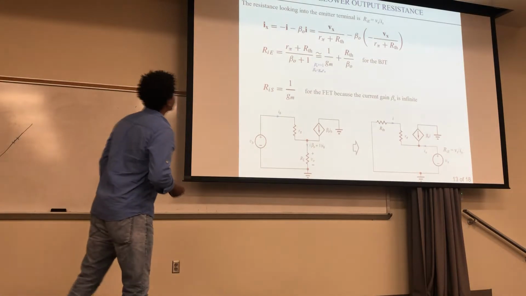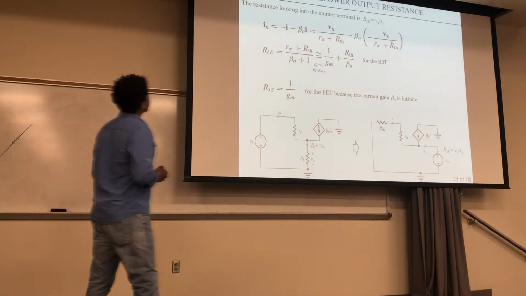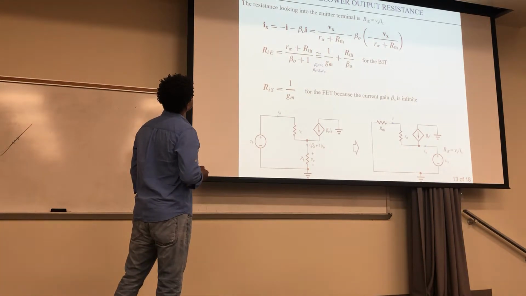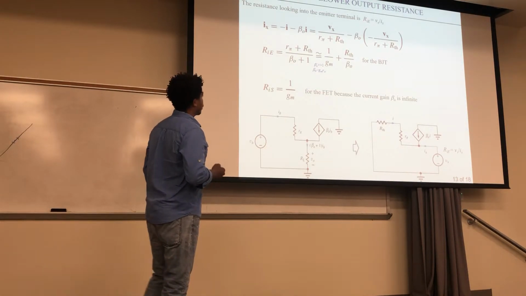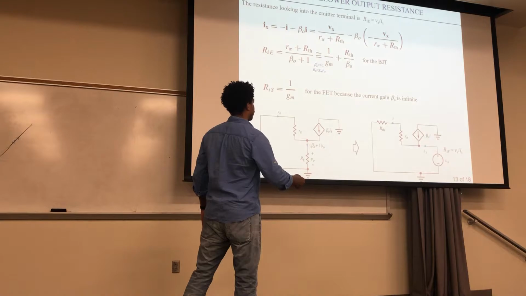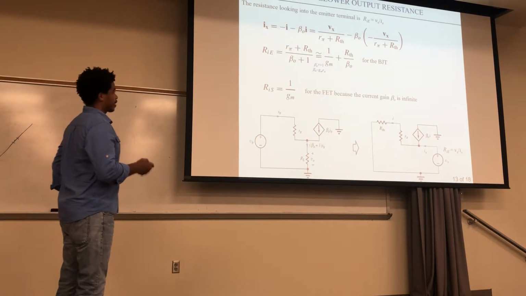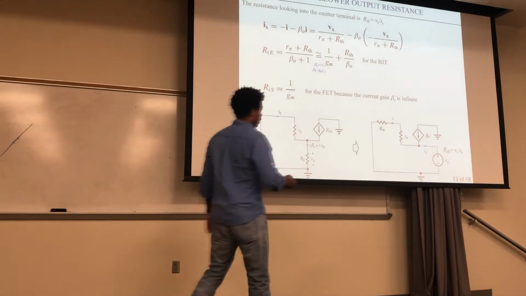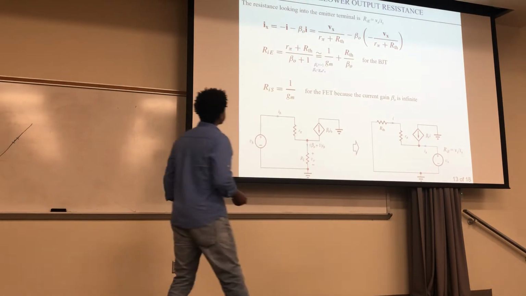Okay, so let's look at the output resistance. So the resistance, looking into the emitter terminal right here, that's looking in this direction right here. That's going to be your Vx over Ix. So here's your current Ix, here's some Vx. The ratio of that is going to be your RIE.